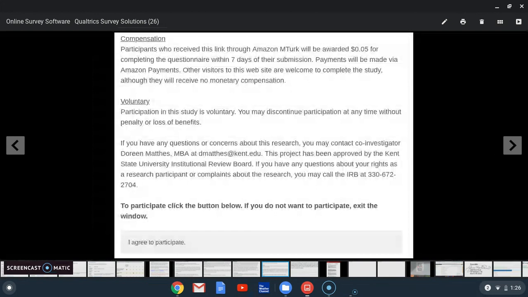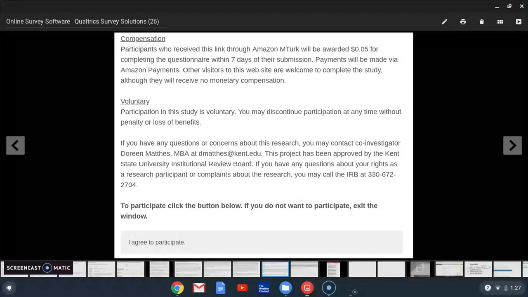This one says, if you have any questions about your rights as a research participant or complaints about the research, you may call the IRB. And then in this particular one, you have to click, I agree to participate, or I don't agree. And if you don't agree, it's going to kick you out of the survey, and that's going to be that. So if you're ready to go forward, you need to be careful about making sure you click agree to participate.